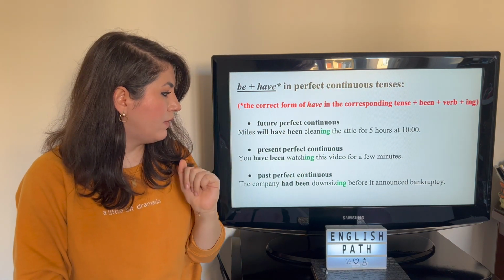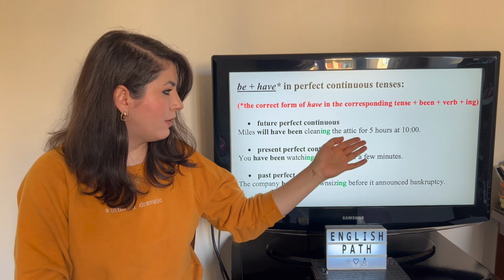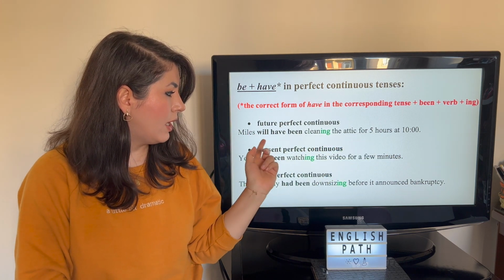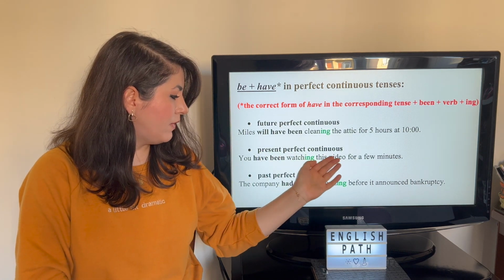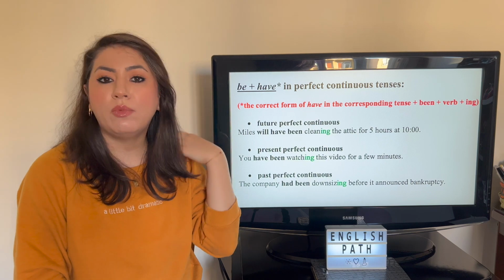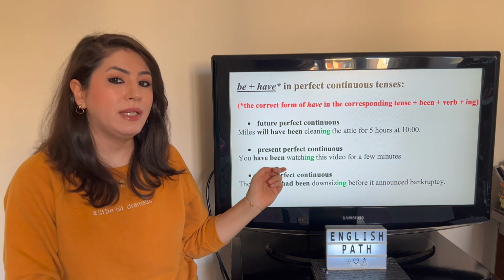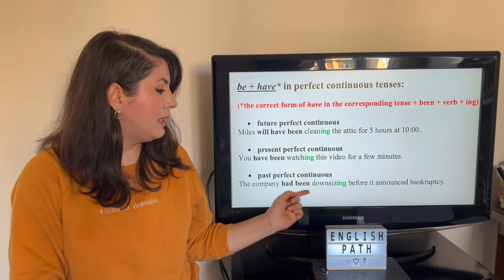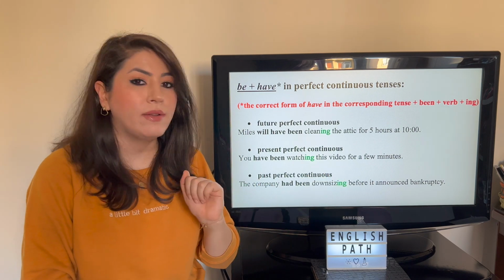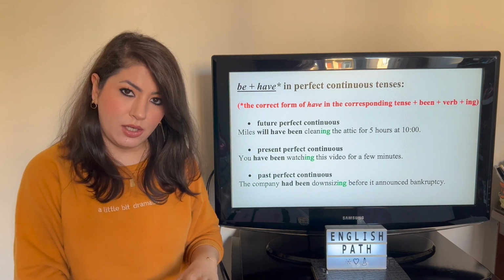In the future perfect continuous, Miles will have been cleaning the attic for 5 hours at 10 o'clock. Will have been is the auxiliary here. Present perfect continuous, you have been watching this video for a few minutes now. Have been. Past perfect continuous, the company had been downsizing before it announced bankruptcy. So had been is our auxiliary here.